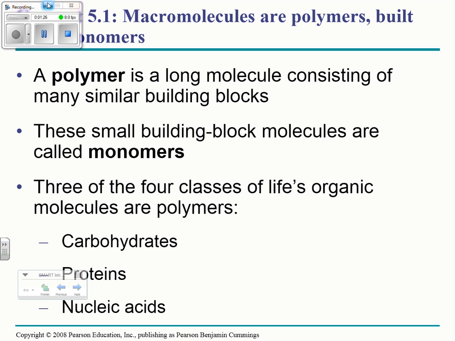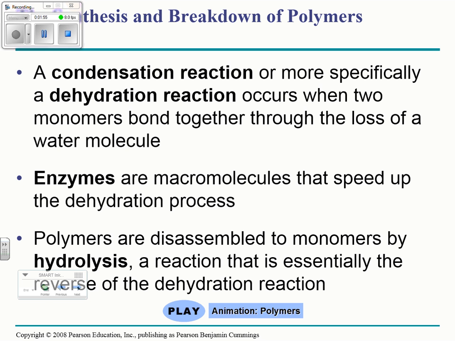These are some vocab words that you should be familiar with. A polymer is a long molecule consisting of similar building blocks. So we have lots of repeating units. These repeating molecules are called monomers. Mono means 1. So 3 of the 4 classes of molecules are polymers: carbohydrates, proteins, nucleic acids. Which one are we missing? Lipids. We'll get to that.